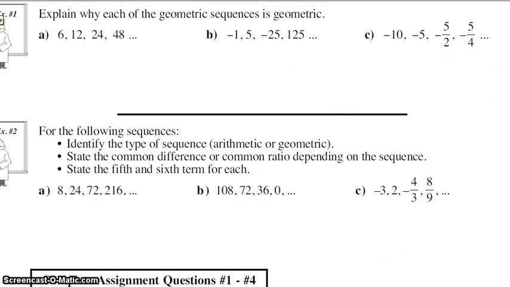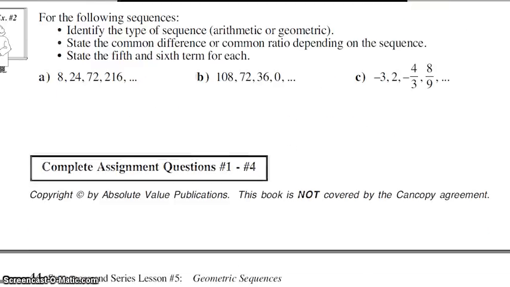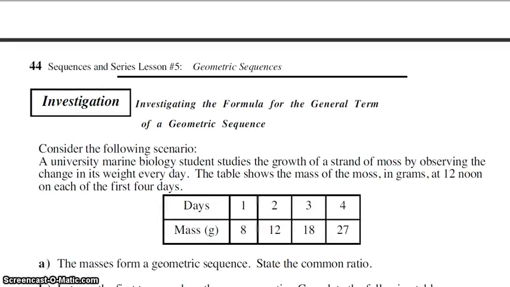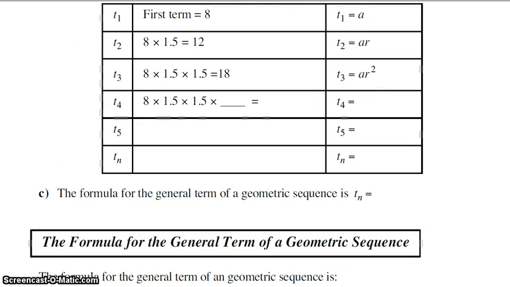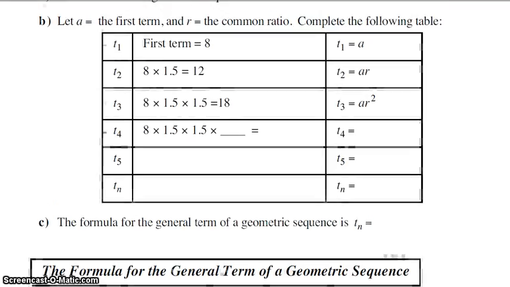All right, let's look at the formula. Once we know what's geometric, now we want a quick way to determine the term. So investigation number 1, just like what we did with arithmetic, we show the pattern and then find out the formula. Here, the pattern for geometric is that everything is multiplying.